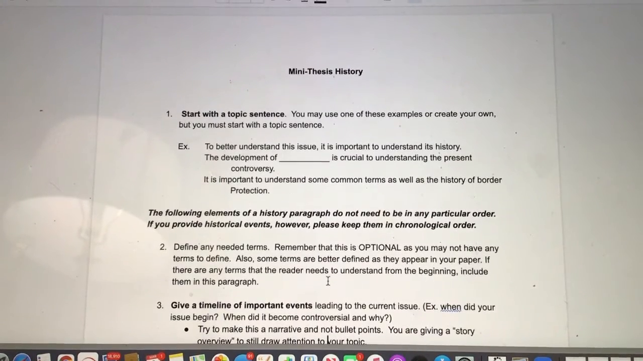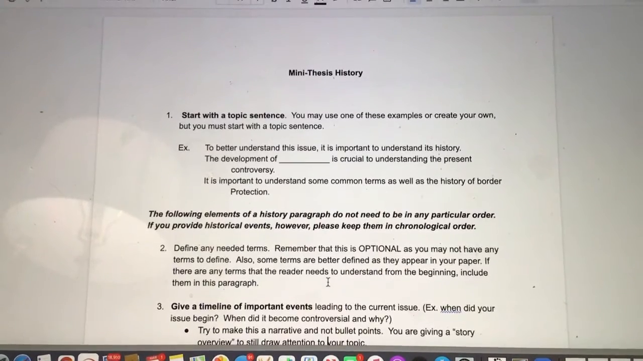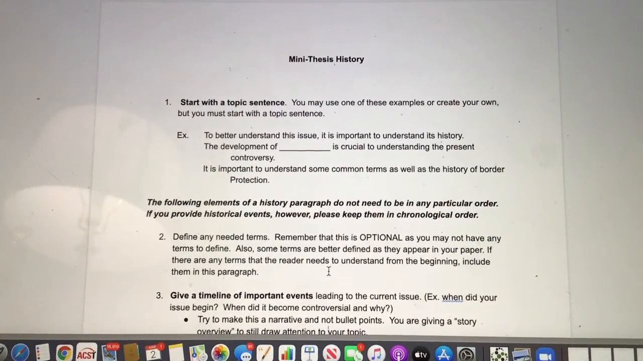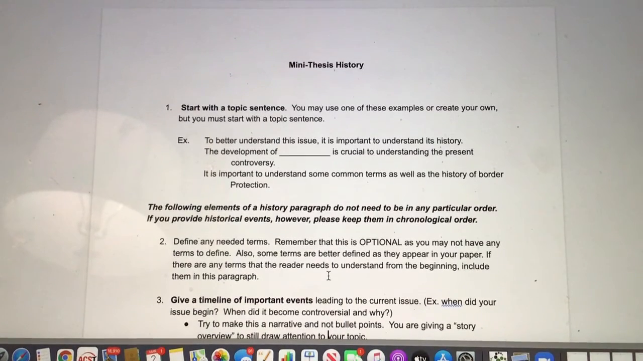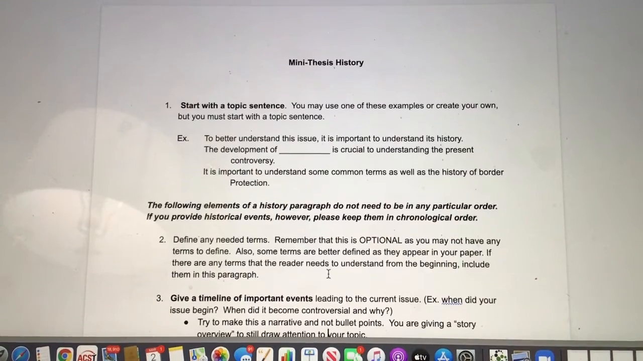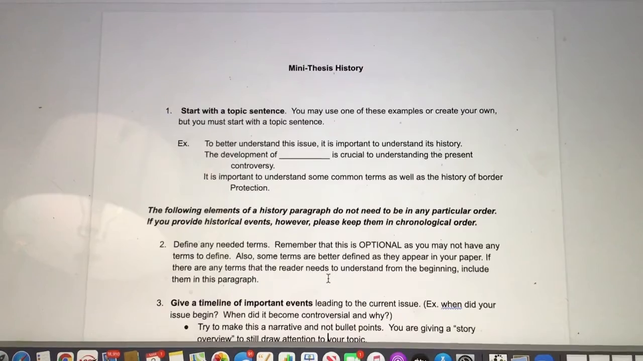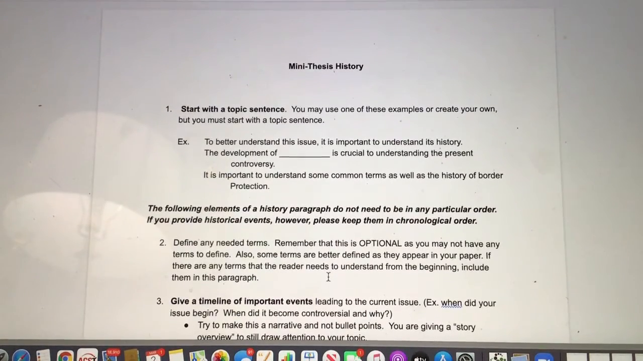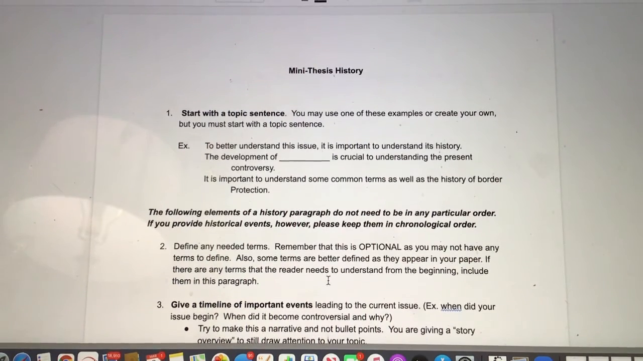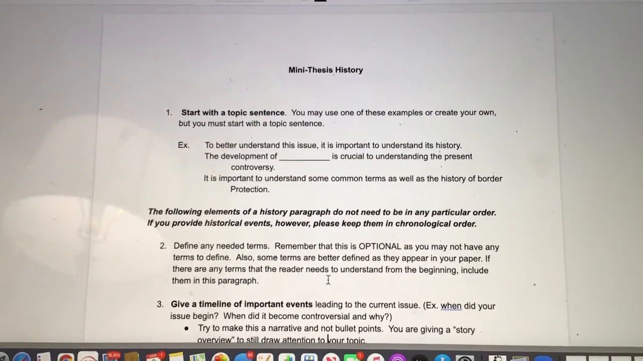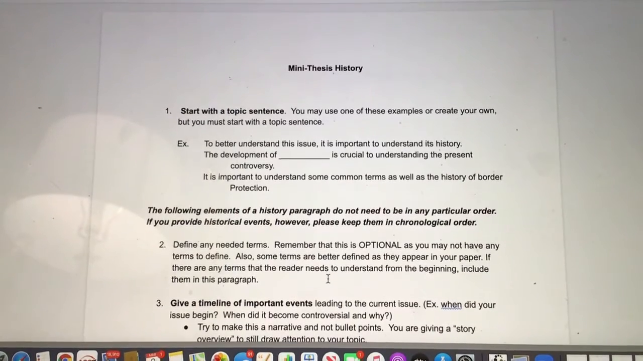And so this is a little bit different, but I'm actually going to give you a couple of examples. And if you want to grab one of these as a template to use for your paper, that would be fine. So you're going to have a topic sentence that makes clear that you're talking about history and maybe even some definition of terms. So to better understand this issue, it is important to understand its history. Except instead of this issue, I would probably be more specific. In order to understand affirmative action and its role in college admissions, it's important to understand its history. Or in order to better understand the Confederate flag, it's important to understand its history. Or to better understand the current gun debate, it's important to understand its history.